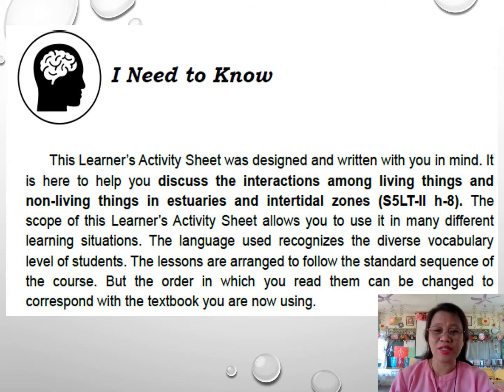This learning activity sheet was designed and written with you in mind. It is here to help you and discuss the interactions among living things and non-living things in estuaries and intertidal zones. The scope of this learner's activity sheet allows you to use it in many different learning situations. The language used recognizes the diverse vocabulary level of students. The lessons are arranged to follow the standard sequence of the course, but the order in which you read them can be changed to correspond with the textbook you are now using.